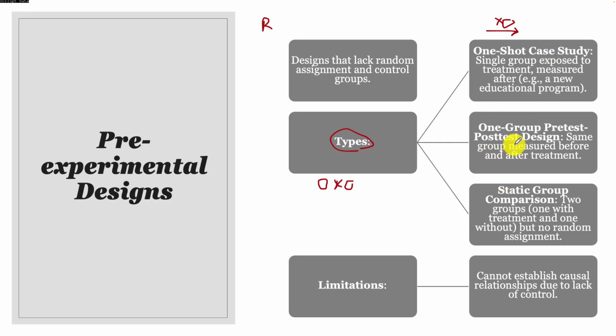So out of these three, this one is a little bit stronger than the others. And even though we don't have the random assignment, that's okay. We have two groups. We have a little more power in this study, right? So the limitations of this type of research is it can't establish causal relationships due to the lack of control. So if we don't have controls or control groups, we don't really have strong research here.